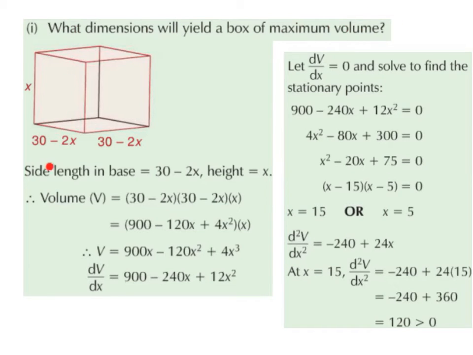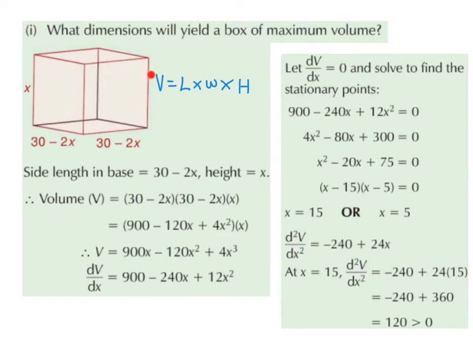So we found the side length to be 30 minus 2x, and we found the height to be x. So 30 minus 2x and a height of x. Now, the volume of a cube or a cuboid is the length times the width times the height. This formula is not given to you in the formula tables in the Leaving Cert insert, so it's going to have to be learnt off by heart. So the volume of a cube or a cuboid is length times width times height.